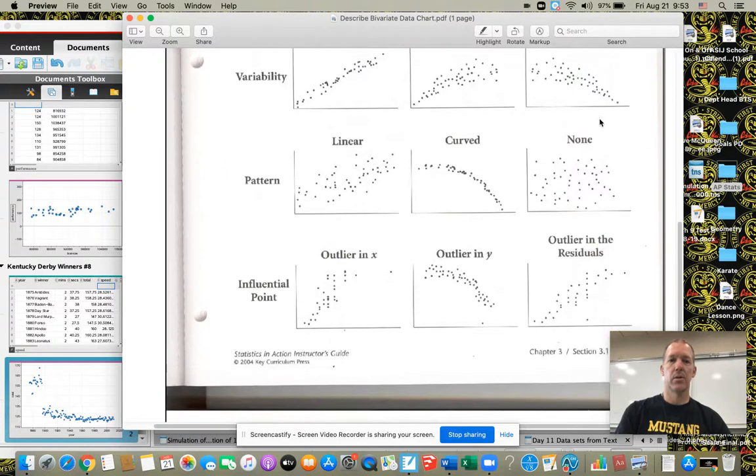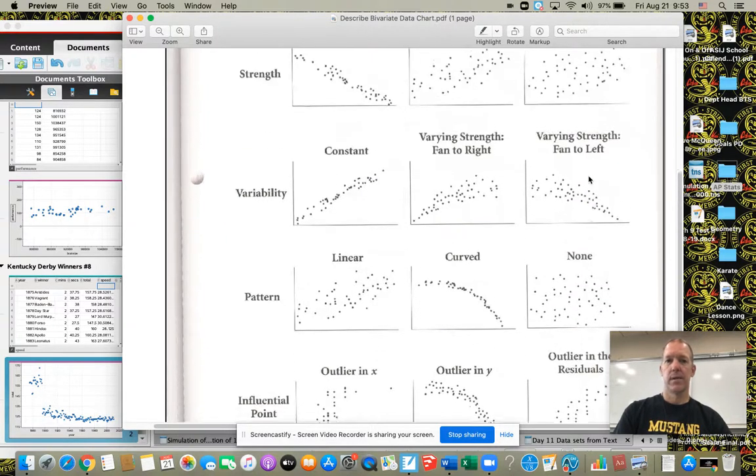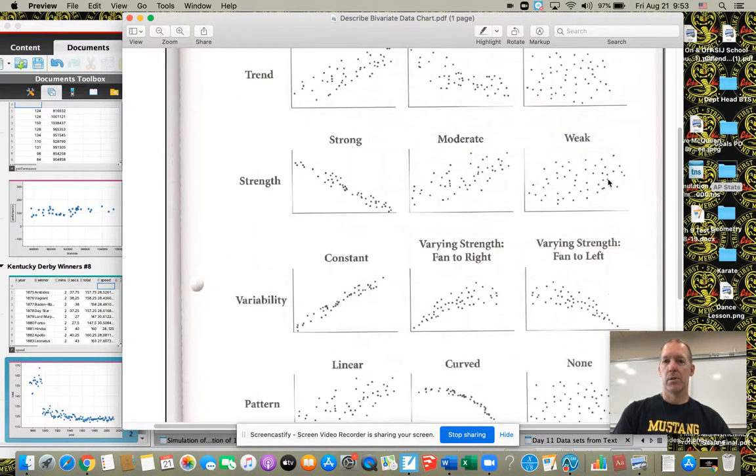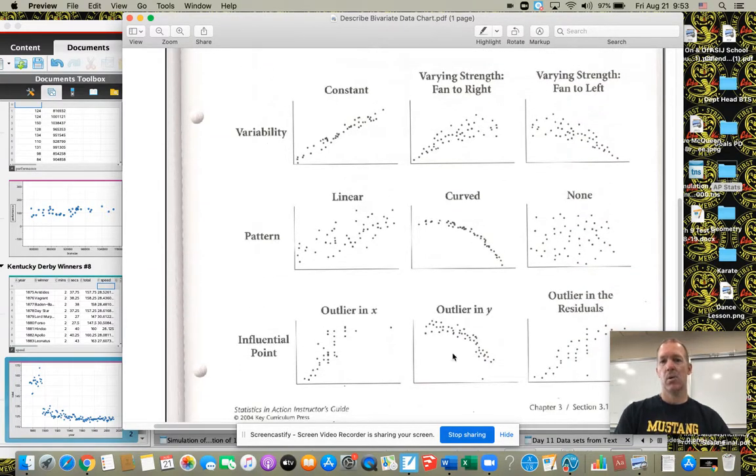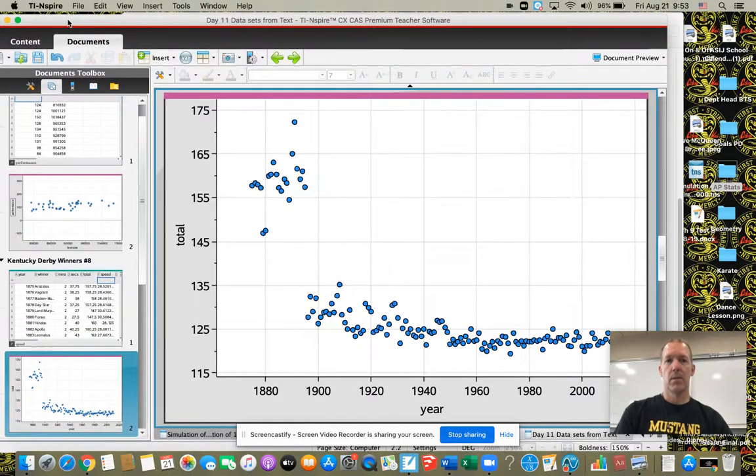I want to know, is it linear or curved? And I want to know, is it strong, moderate, or weak? And then I can talk about any unusual features like fanning or outliers. Okay, so let's go back. I would say the center of this thing, it is going down, right? So as my X value gets larger, my Y value is decreasing. So that would be my center. And you just say it like that. You say, well, as X gets larger, the Y value decreases. That's good enough for center.